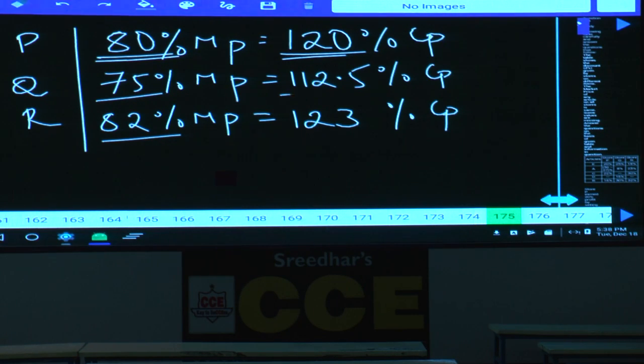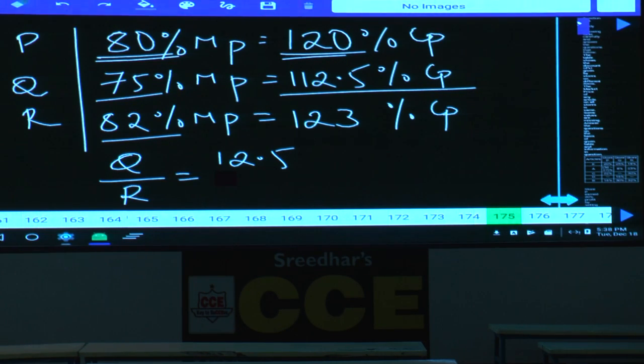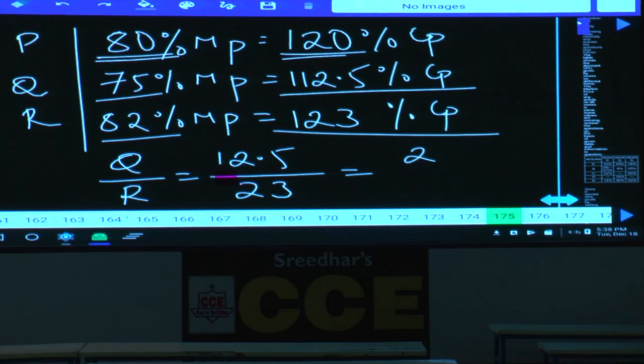If Q sells the item at 112.5% of its cost price, how much profit will there be? 12.5. And if R sells the item at 123%, how much profit will there be? 23. As you have a decimal in the numerator, let's multiply both numerator and denominator by 2. Then it becomes 25 to 46. You asked about the ratio? Which ratio? Profit ratio for stores Q and R. Got it? Understood everybody? Sure?